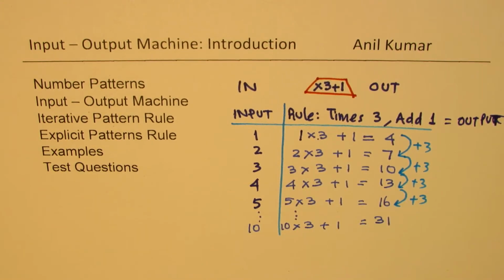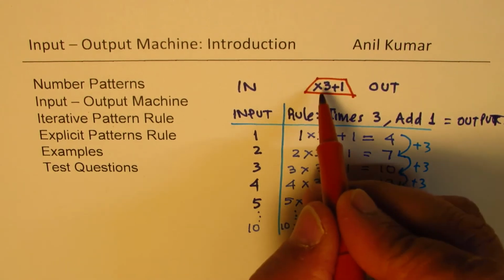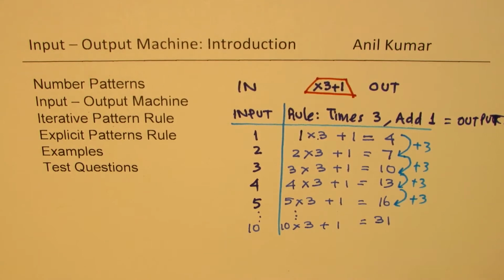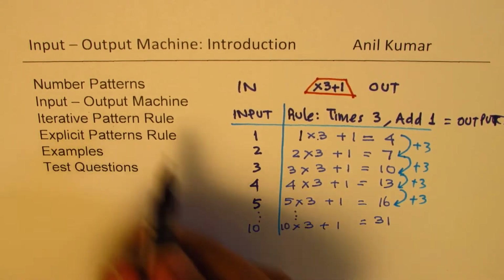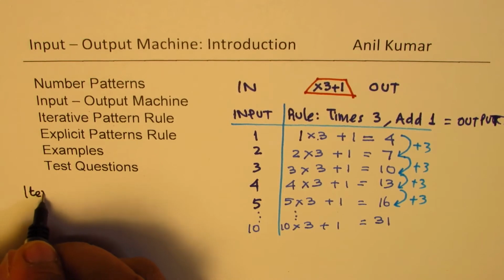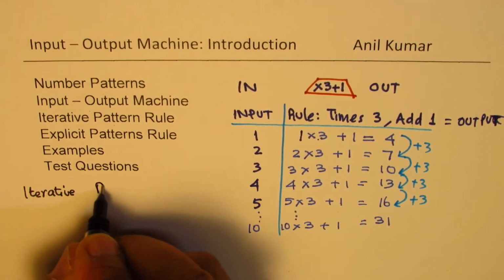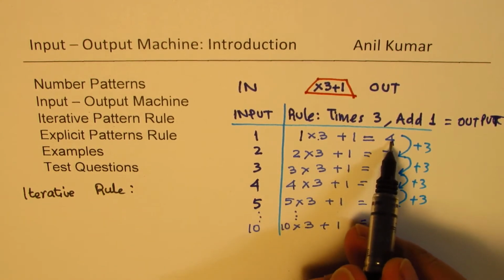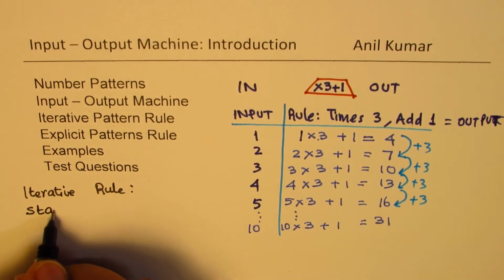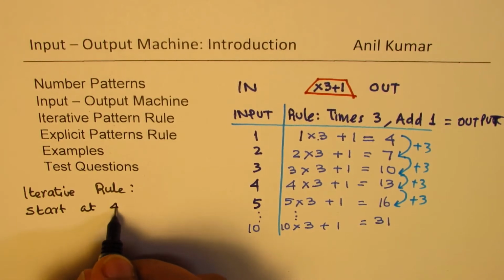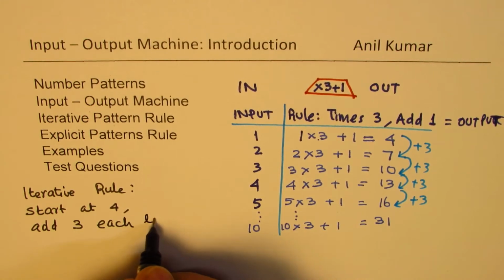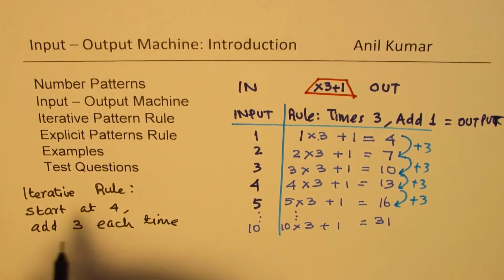Perfect. Now important thing also to notice, since this is times 3, every number is increasing by 3. So if I have to write the rule, my iterative rule will be what? Iterative rule will be start at 4, our starting number, right? So just start at 4 and then add 3 each time. Is that clear? And our explicit rule will be what?